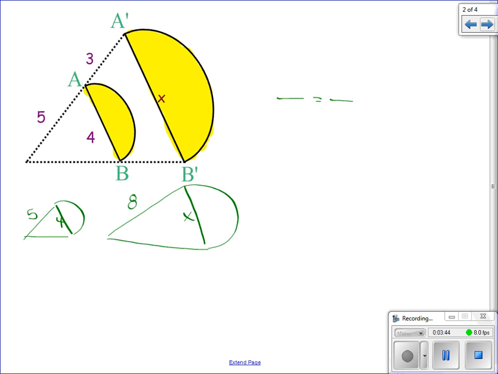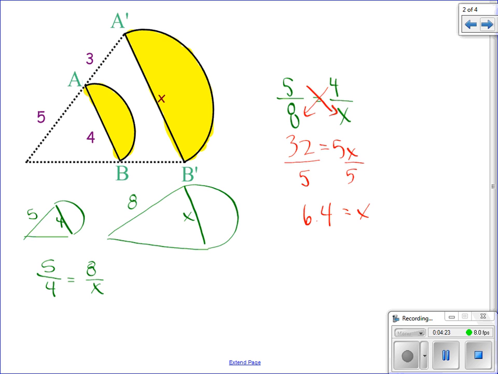We could compare 5 to 8. We would have to go in what order then? 4 to x. Okay. We could also compare 5 to 4 as long as we set up the second one as what? 8 to x. You have to go in the same order. When you cross multiply, you're going to get the same answer on both of them. Okay. So when we do cross multiply, what do we have here? And then we divide by 5. We get 6.4.